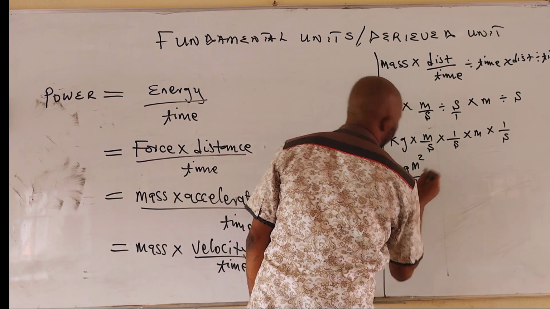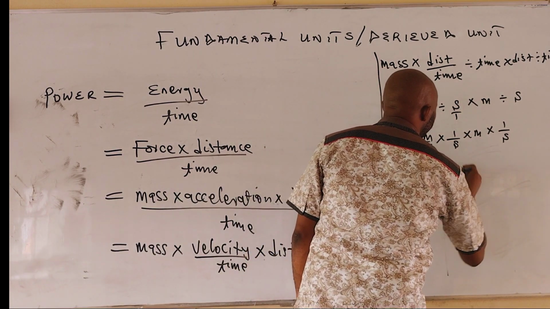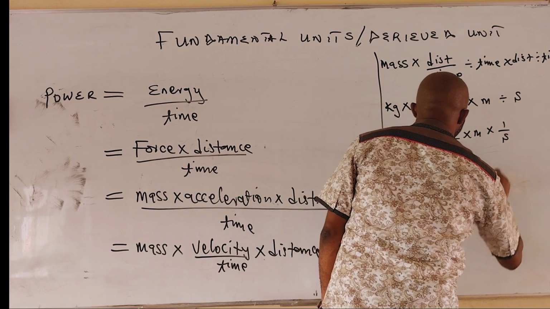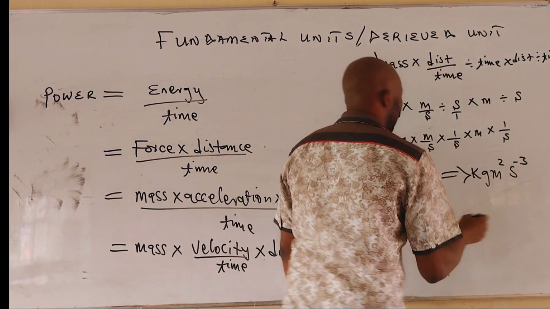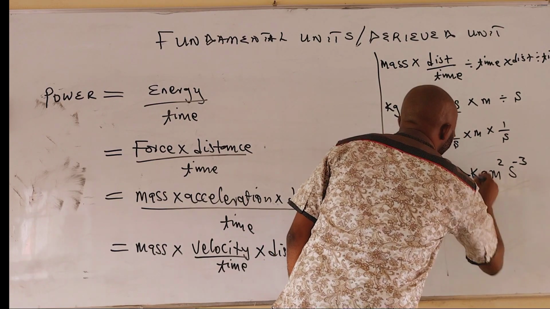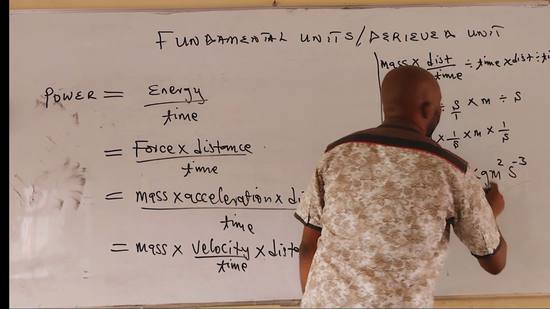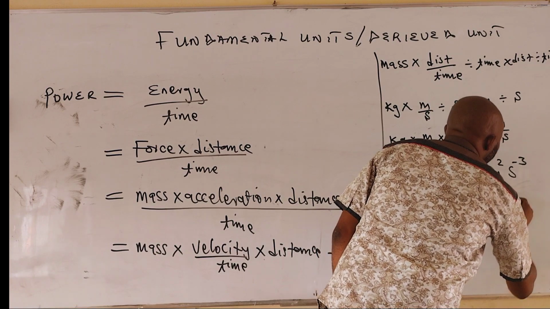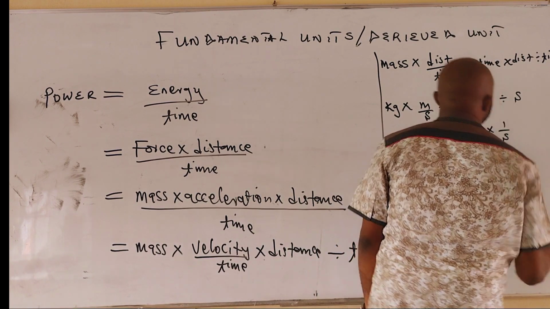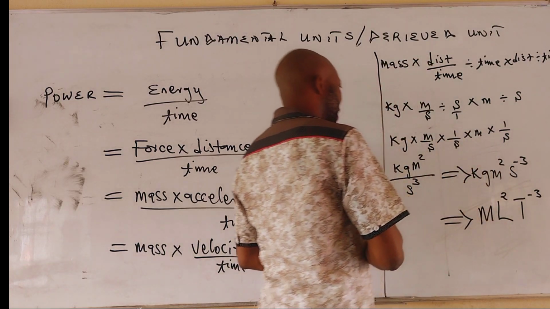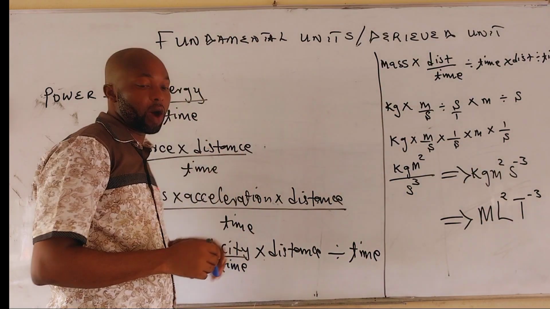Second raised to the power 3. So which is the same thing as kg meter squared x minus 3. And the dimension now becomes kg is capital M, meter is L raised to the power 2, and time is minus 3. So that is that for power.